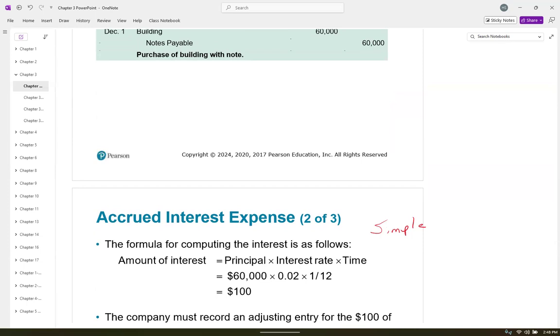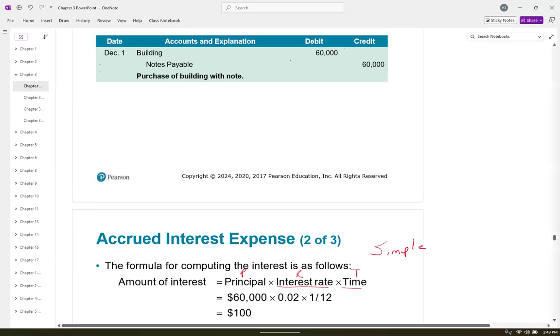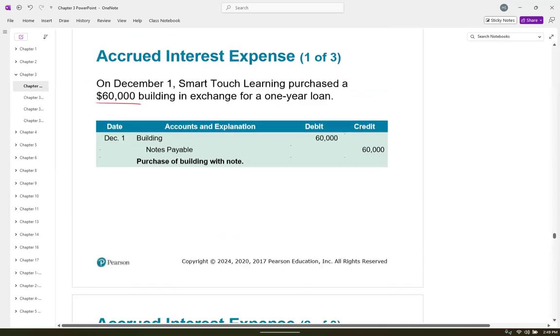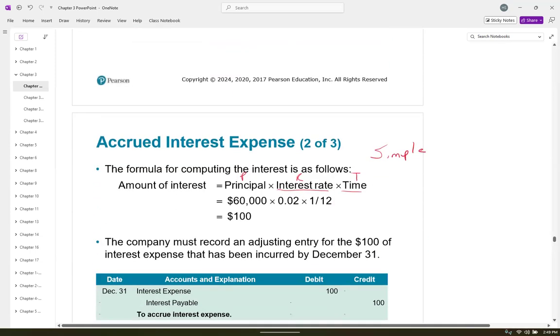Simple interest is principal multiplied times the rate multiplied times time. Why do we have to have this time element? All interest rates are quoted at an annual amount. It looks like they said this was 2%. I didn't see that anywhere; maybe it was somewhere else in the book. But I'm just saying 2% because 0.02 is 2%.